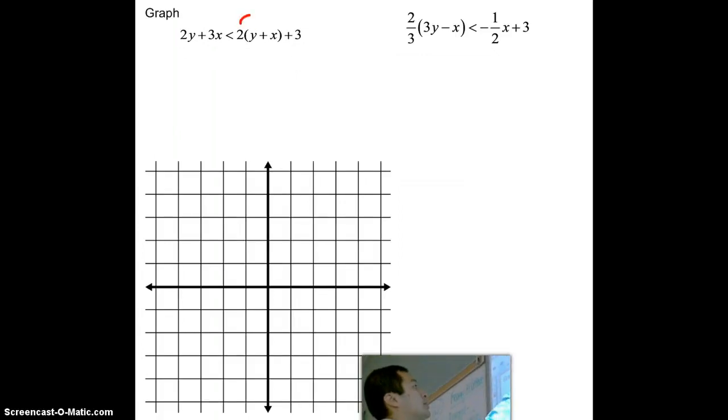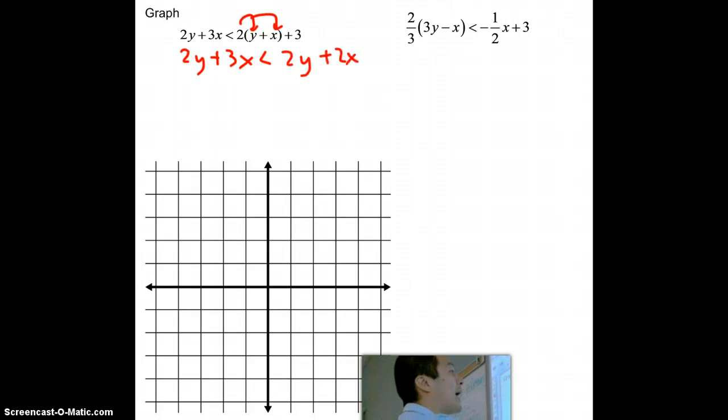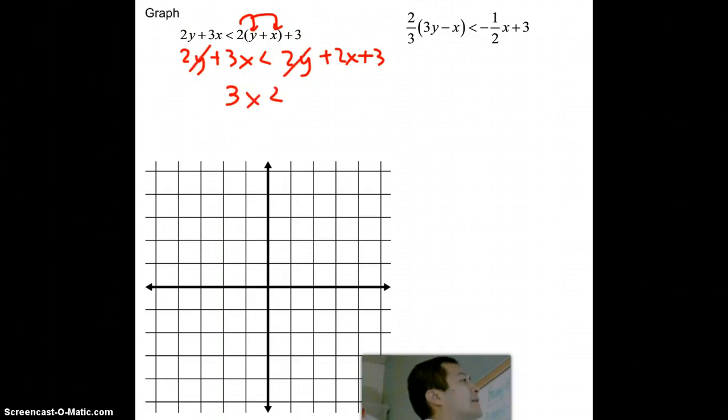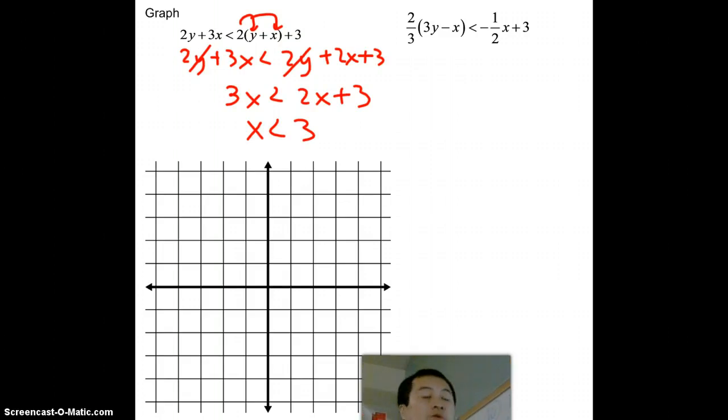I'm going to distribute this. This becomes 2y plus 3x less than 2y plus 2x plus 3. Then I'm going to subtract 2y from both sides. And you notice when you subtract 2y's, it goes away, leaving 3x less than 2x plus 3. That's really interesting, and that's okay though. Subtract 2x from both sides, x is less than 3. So one of the variables cancels, and that's fine. You know how to graph this in 1 dimension and 2 dimensions.